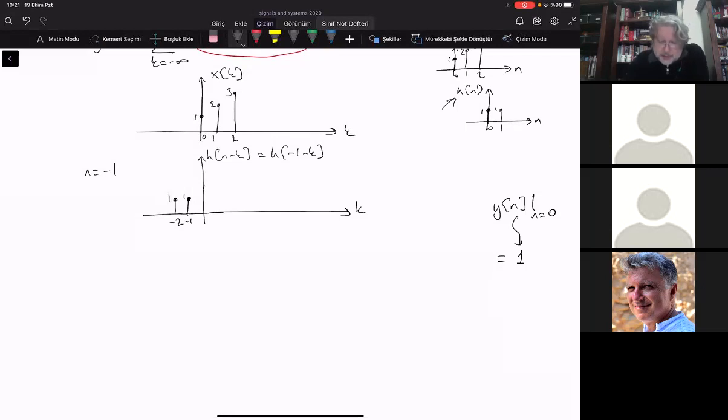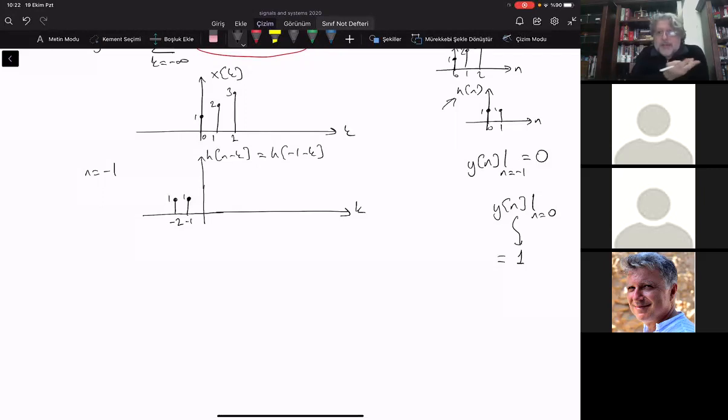But the problem is that I have to multiply h of n minus k with x of k. And when I multiply these two signals, notice that there is no overlap. Therefore, their multiplication will give you zeros everywhere, right? Since it is zeros everywhere, its accumulation, its summation is also 0 because there is no overlap and everything was 0. So y of n for n is equal to -1 would be that summation of all zeros, which will give you 0.